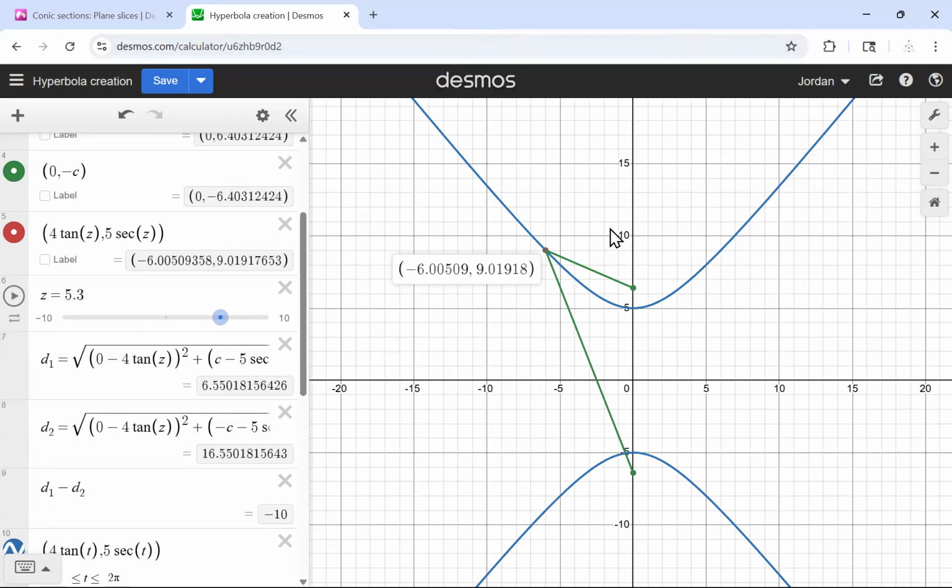So that's the really interesting part about a hyperbola: when you subtract the two distances from the foci to the point, you get a constant number.